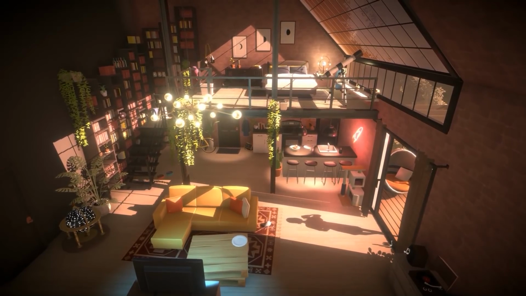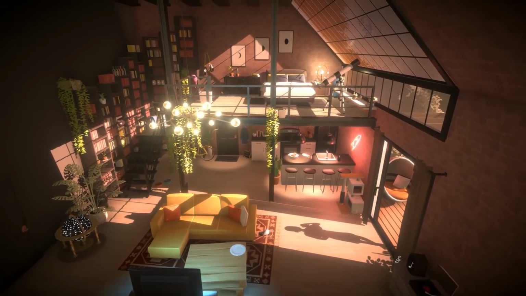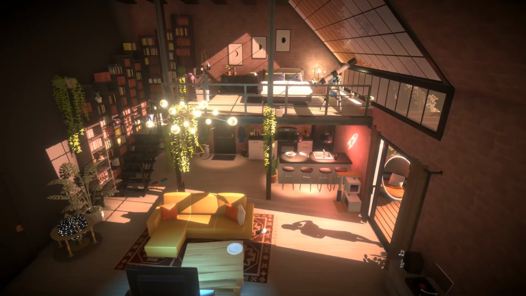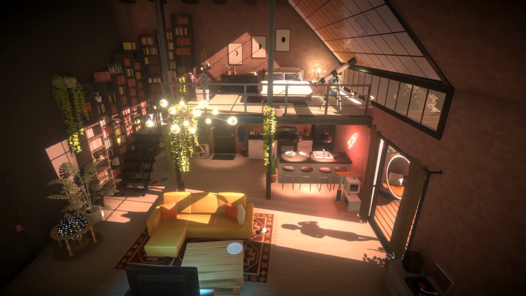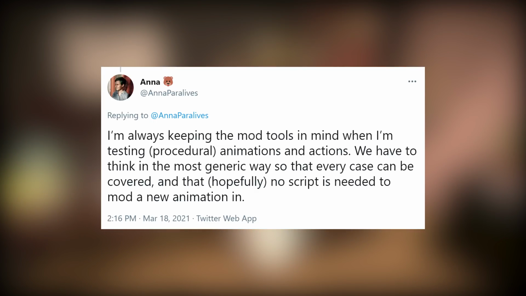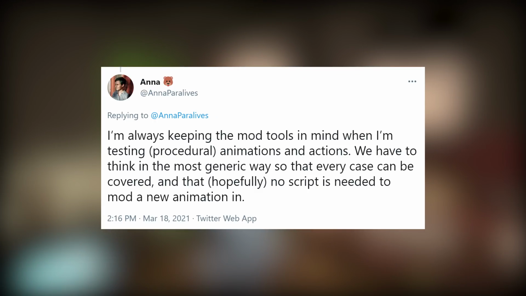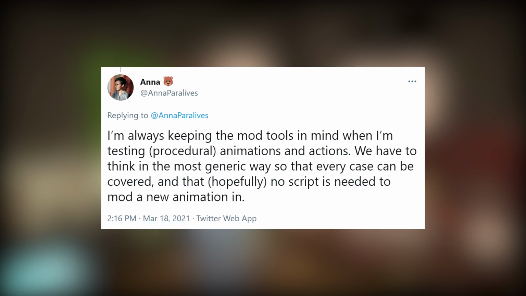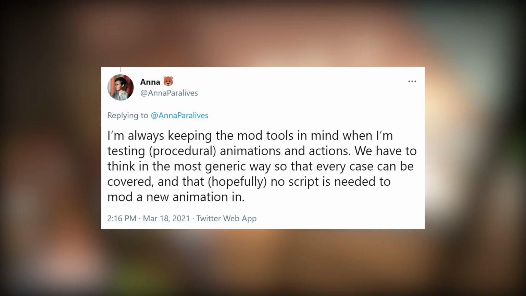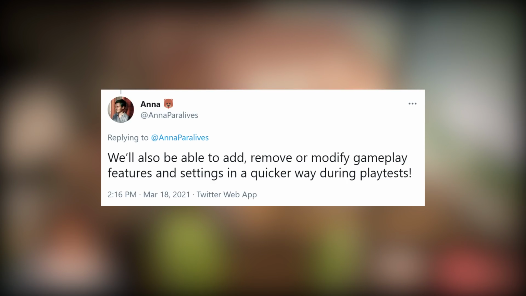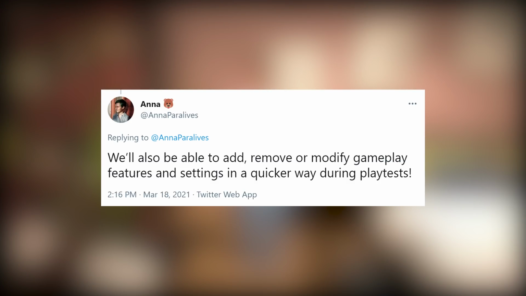I don't want to categorize myself as a modder. I'm not there yet. I'm still learning, but I plan to make mods and custom content very, very soon. I'm always keeping the mod tools in mind when I'm testing procedural animations and actions. We have to think in the most generic way so that every case can be covered and that hopefully no script is needed to mod a new animation in. We'll also be able to add, remove, or modify gameplay features and settings in a quicker way during playtests.